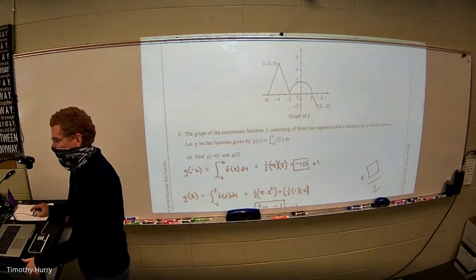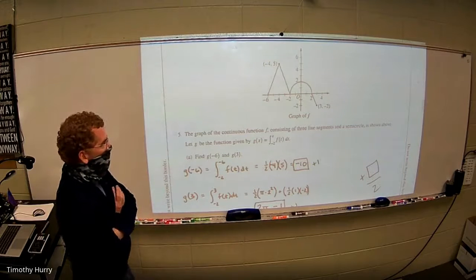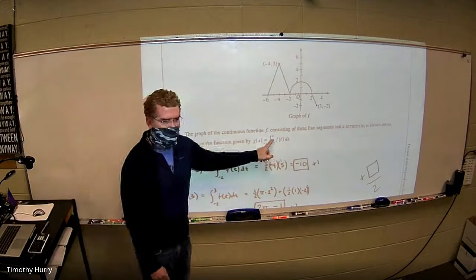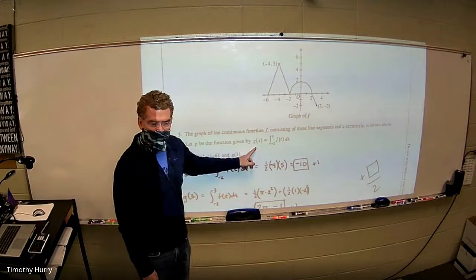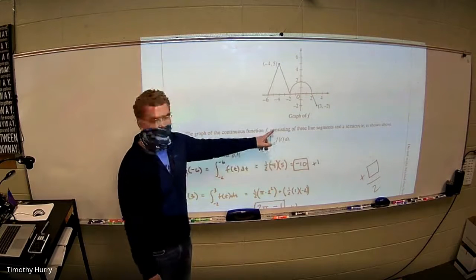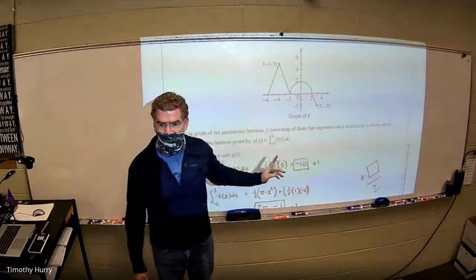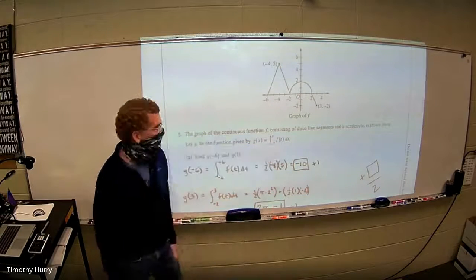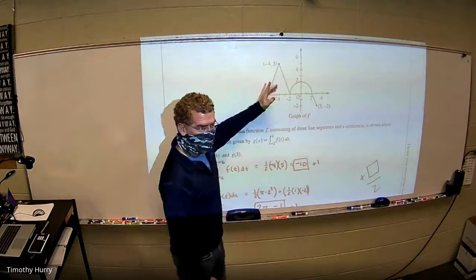Number 5, it says the graph of the continuous function f is shown above here, and it consists of 3 line segments and a semicircle. Let g be the function given by this. What does that mean here? g is the what? The area under f from -2 to x. Now, before we had one that went from -2 to 5, but they said 0 to x. So be really careful on looking at that bottom number. That's really important. So I'm going from -2, right? Not from -6. So be careful about that.